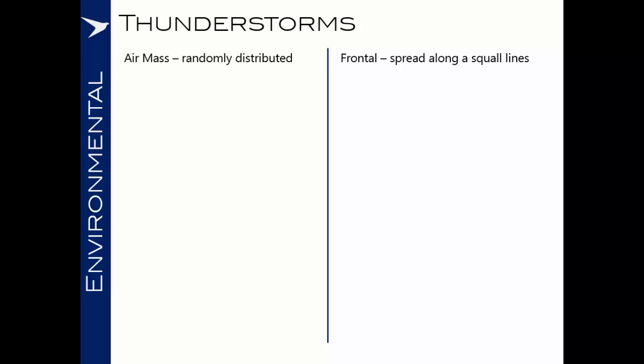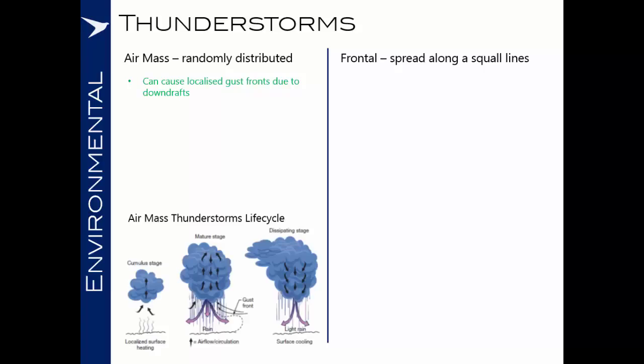Taking the first of these then, the air mass thunderstorms, the biggest risk to us is that they can cause localized gust fronts due to downdrafts. If we look at the life cycle of these air mass thunderstorms, we can see that localized surface heating is the initial cause, and the rising air, as it cools, forms cumulus clouds.